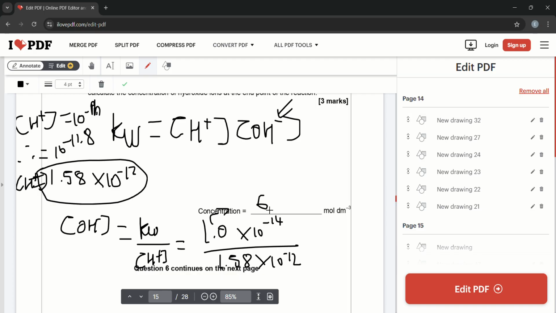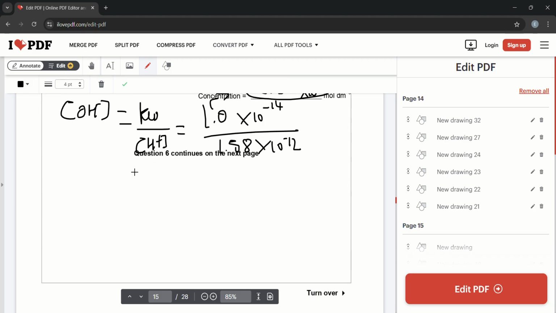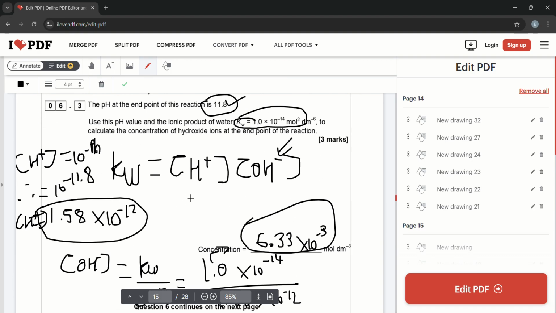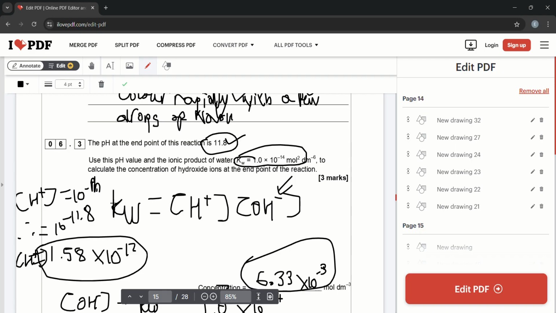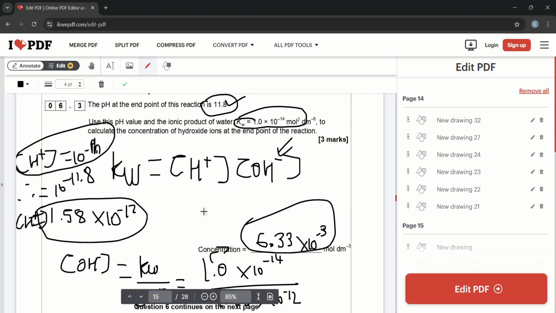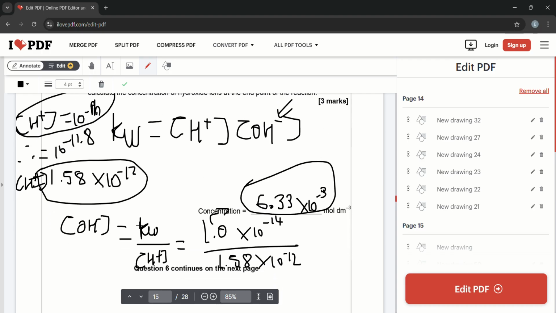6.33 times 10 to the power minus 3 mole per dm cubed. That is for 3 marks. The hard part for this question is just knowing that it's given us pH. We need to find a concentration of H plus ions. I'm going to use this equation: H plus ions is equal to 10 to the power minus pH. We've got the pH, find out H plus ions, rearrange the equation for OH minus, and then substitute the values in for 3 marks.